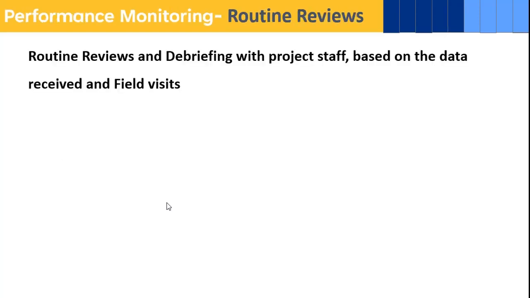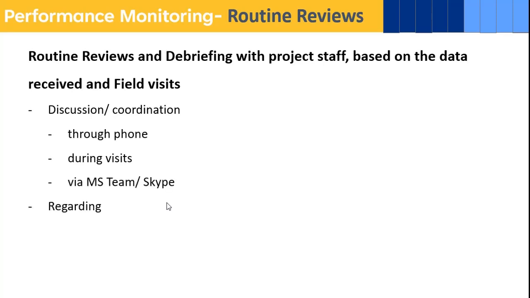And then there are routine reviews. Here you have a routine review and debriefing with project staff based on the data received and field visits. Because you have already done some field visits and you are receiving this data, you discuss with the project staff, whether located with you in the same office or in other offices, through phone, MS Teams and Skype regarding progress, issues, challenges, and unmet targets. Here you are doing it based on the information from all the steps that we discussed in the previous slides. So all this information you can discuss with the different project heads. For example, if the project is in 10 districts, you can have a meeting with the district coordinator and key staff of the districts through Skype, phone or MS Teams, etc., regarding all these things.